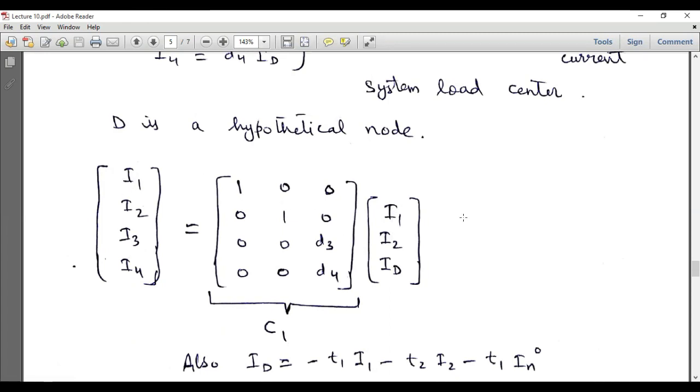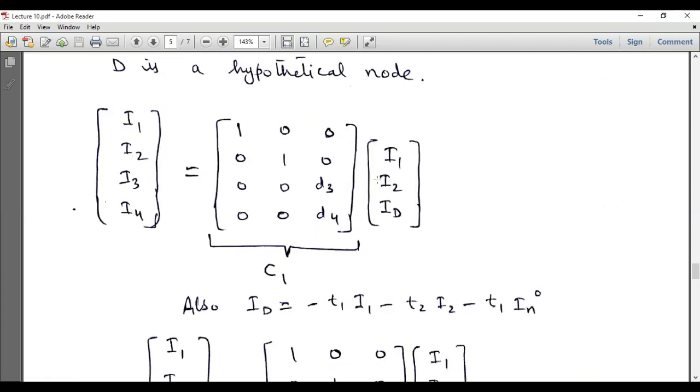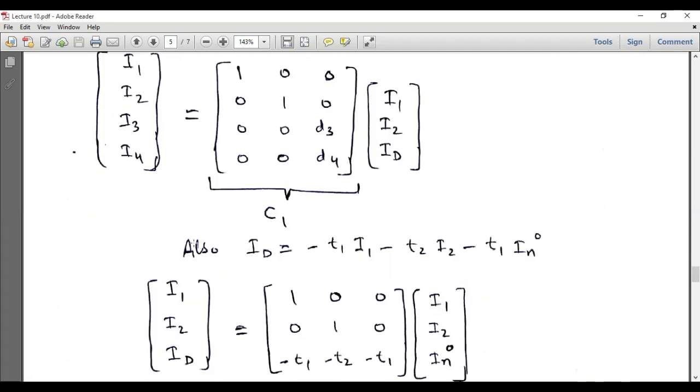And since I1 is present at both sides of this matrix, I1 is equal to I1, I2 is equal to I2, this will be 1, I3 is equal to D3 ID, so the third entry will be D3, and I4 is equal to D4 ID. So this matrix is called the C1 matrix, this column vector is called I dash, and this column vector is called I old.